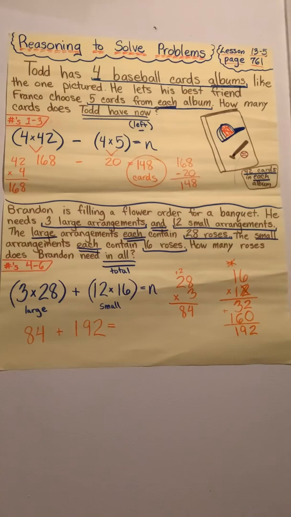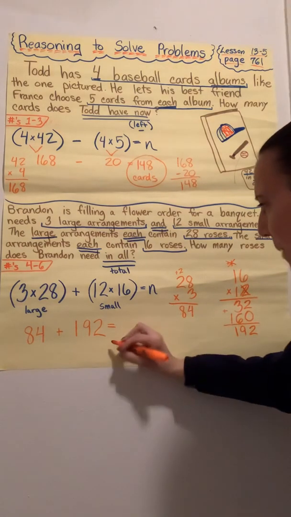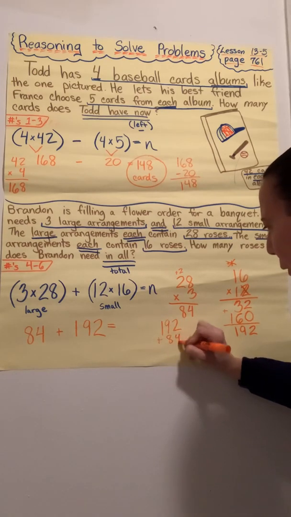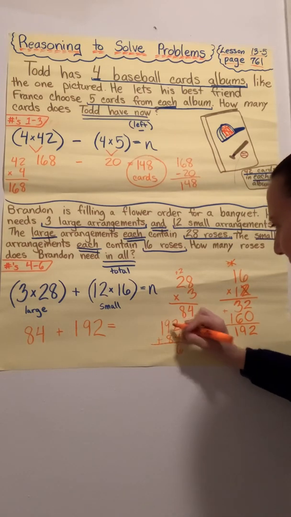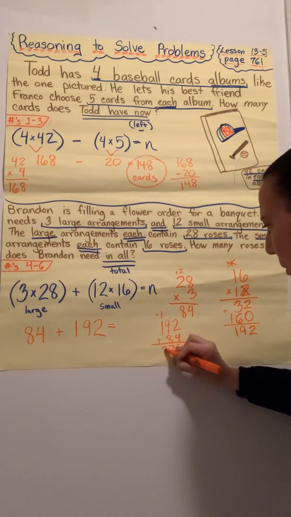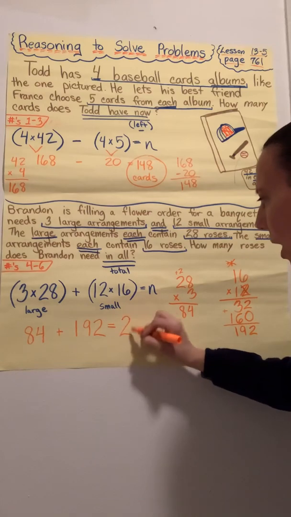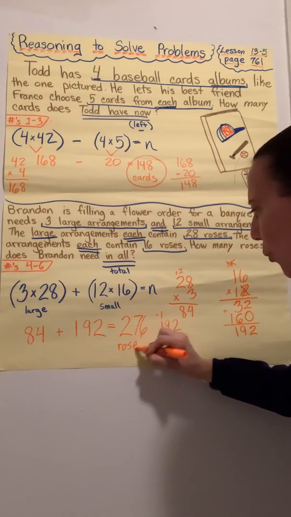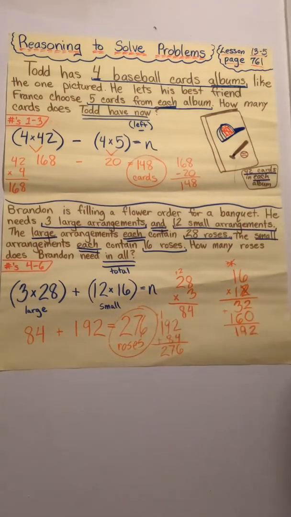Now I just need to add those 2 numbers together to get the total. So finding some space to squish this in here, I have 192 plus 84. 2 plus 4 is 6. 9 plus 8 is 17. Carry the 1. 1 plus 1 is 2. I have a total of 276 roses that Brandon needs. So that would be my final answer to number 6 on this page.